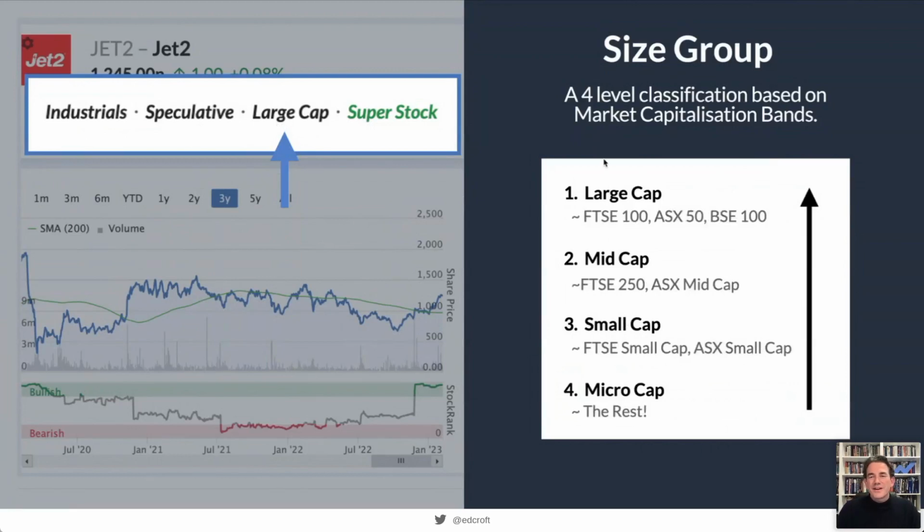And you can think of it like the FTSE 100 are large caps, the FTSE 250 are mid caps, FTSE Small Cap is small cap, etc. And there are parallels with the ASX, if there are any Australians on here: ASX 50, mid cap and small cap. So it has a correlation with indices that you might know.